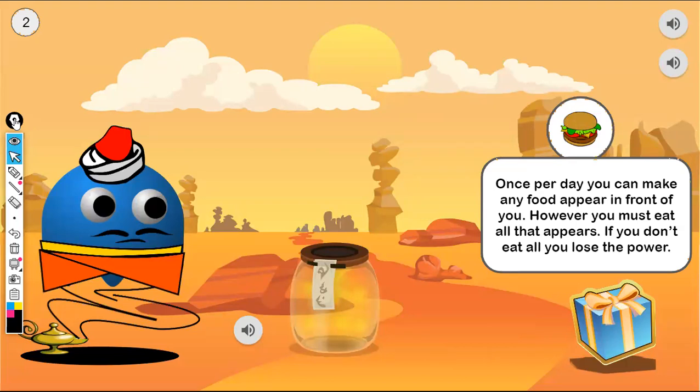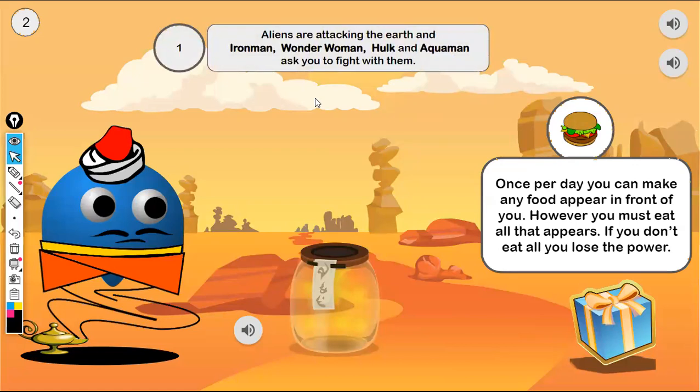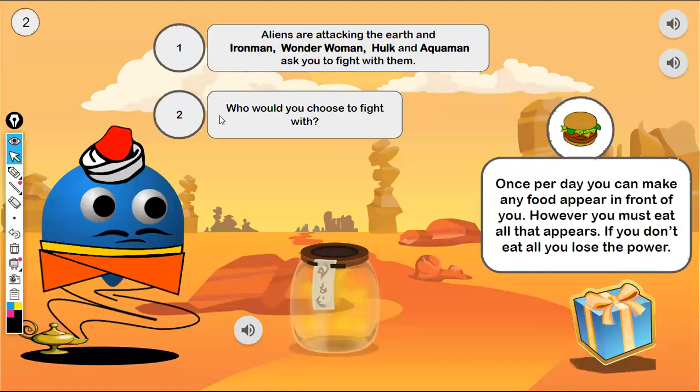All right, so let's see what we have to do in order to win this prize. Here's the scenario. The genie presents a scenario to you. Aliens are attacking the Earth, and Iron Man, Wonder Woman, Hulk, and Aquaman ask you to fight with them. Who would you choose to fight with?